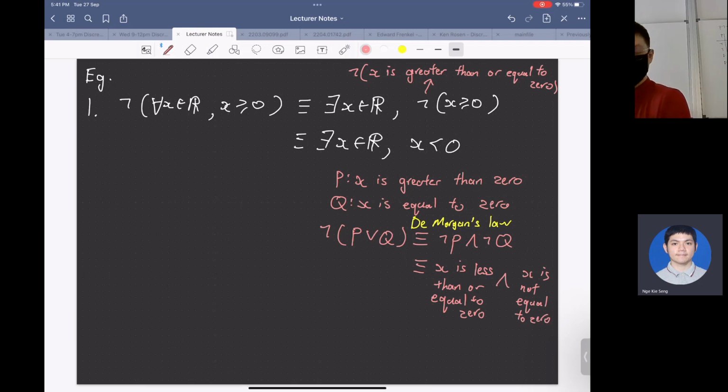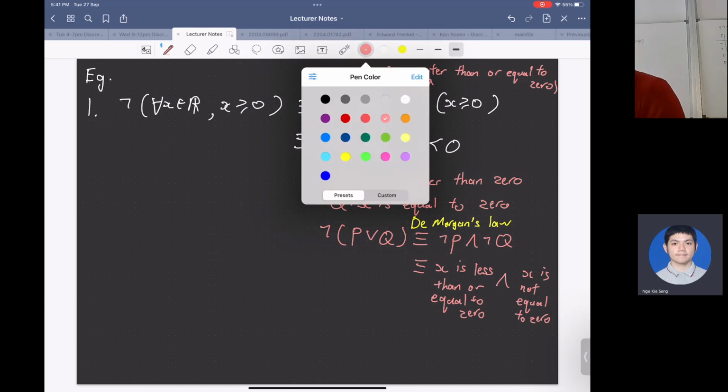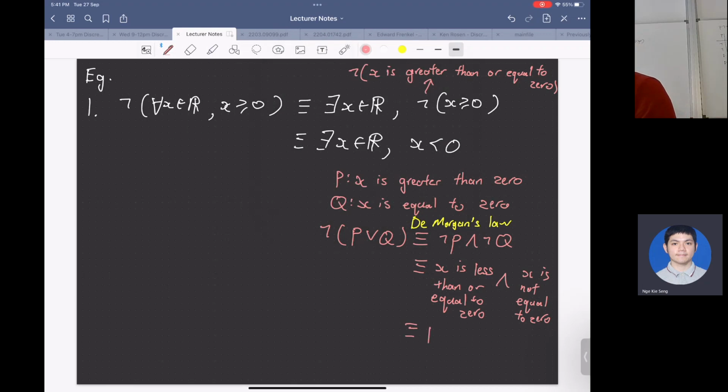So if x is not equal, okay, see. R or S. I haven't used S, right? So R or S and not S. Right?